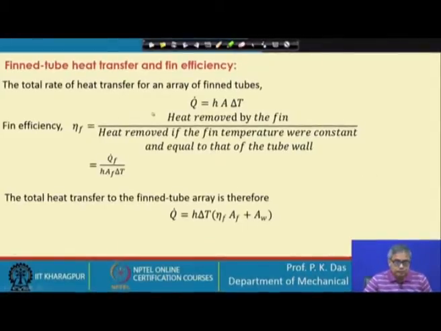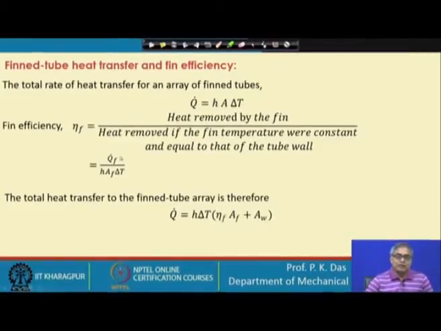So, H we have not done yet, A we have seen some calculation in our previous lecture. Eta F is your fin efficiency. As fins are there, we have to have fin efficiency. So, this is heat removal by the fin over the heat removal if the fin temperature were constant, that means at the root temperature and equal to that of the tube wall. So, this is how we can get our eta F.